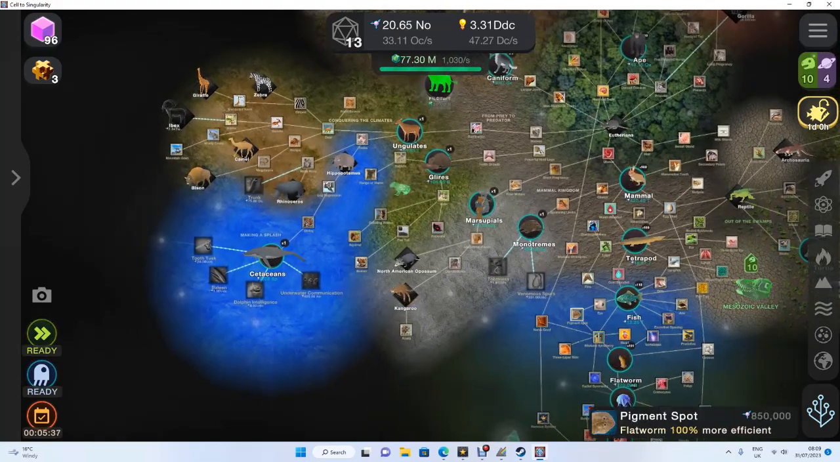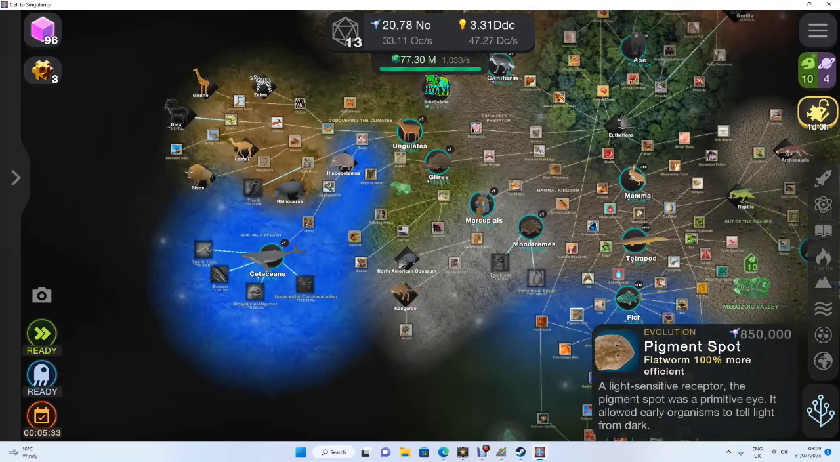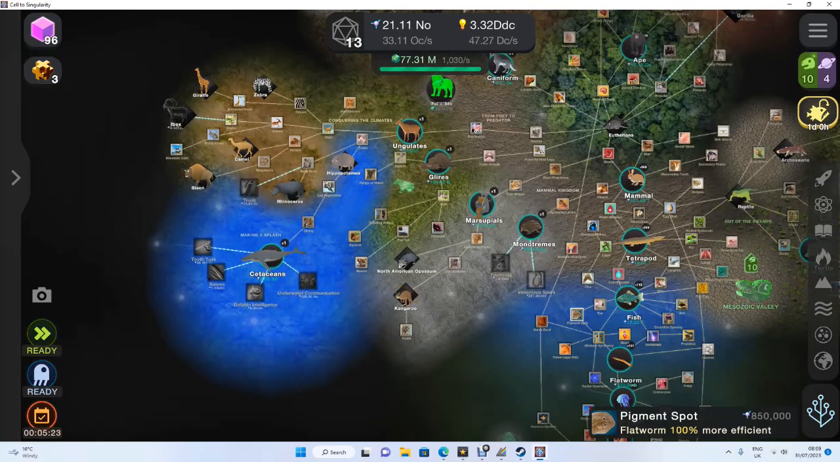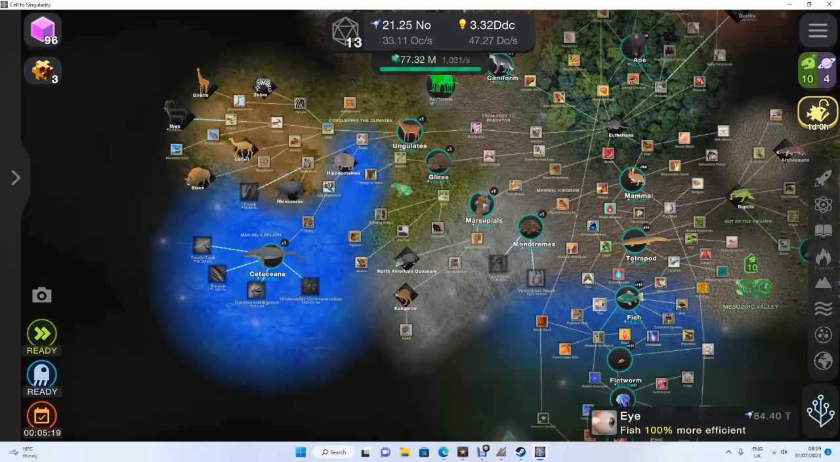Okay. Pigment spot. A light-sensitive receptor. The pigment spot was a primitive eye. That's supposed to be an eye. It allowed early organisms to know light from dark. Oh. Okay. I guess.